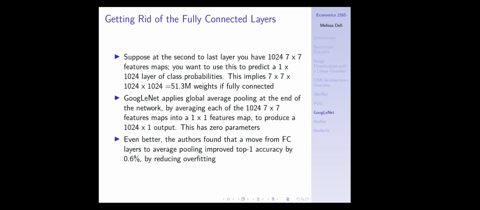And you might think this has to lead to some kind of deterioration of performance because you just got rid of 51 million parameters. But the authors actually argue this is good because it reduces overfitting. And they show that if they were to have a fully connected layer, instead of just doing global average pooling at the end of the network, their top one accuracy would actually fall, not dramatically, but it would fall a little bit. And they say that's because of overfitting, right?